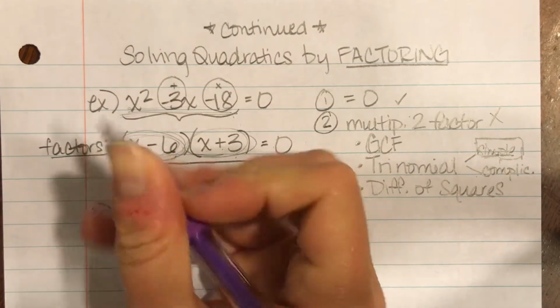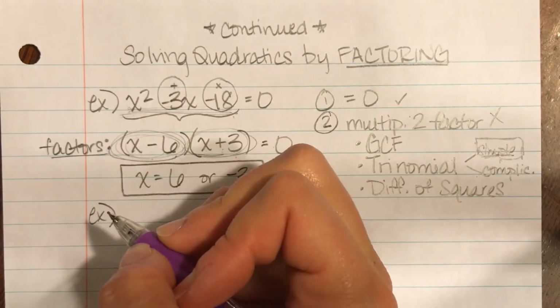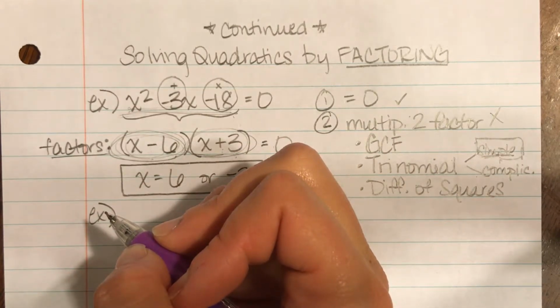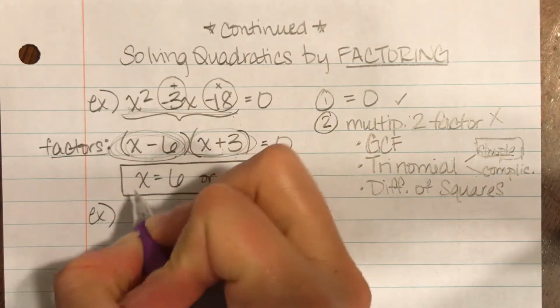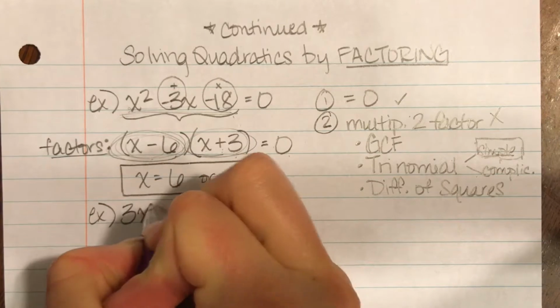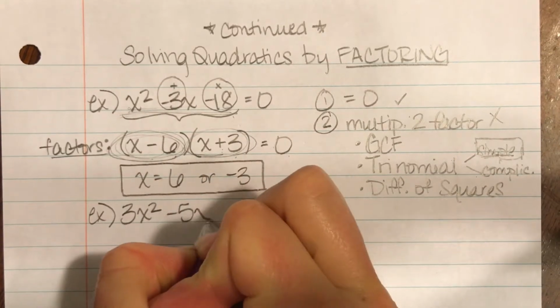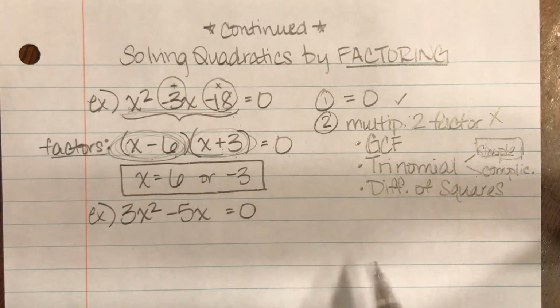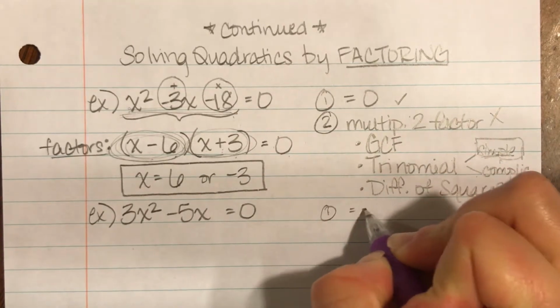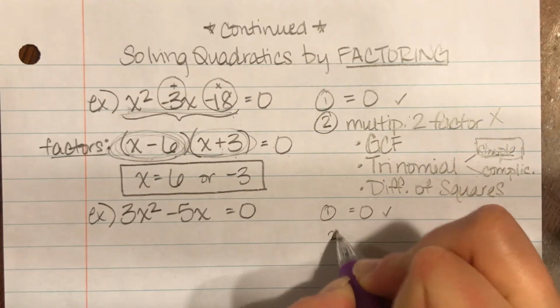Okay, so if I give you 3x squared minus 5x equals 0. It equals 0. So that part is okay.